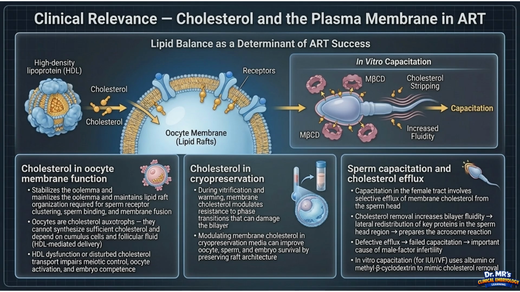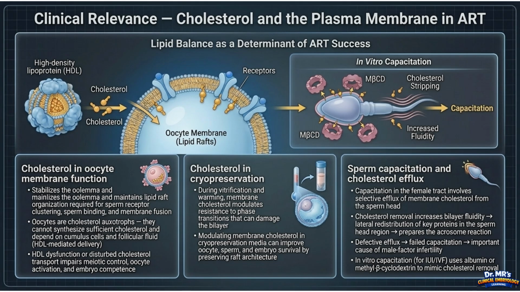During cryopreservation, membrane cholesterol modulates resistance to the phase transitions that occur as temperature drops. As cells are cooled, the bilayer can transition from a liquid crystalline to a gel phase, a shift that can cause lipid phase separation and membrane disruption, particularly at the boundaries between cholesterol-rich and cholesterol-poor domains. Cholesterol, by its effect on membrane fluidity, broadens the temperature range over which the membrane remains in an appropriate physical state and resists these damaging transitions.